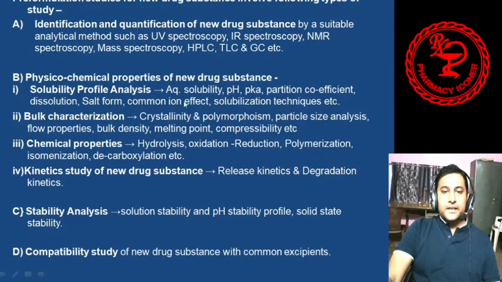Next point is bulk characterization of new drug molecule. Under this point, crystallinity and polymorphism, particle size analysis, flow properties, bulk density, melting point and compressibility etc. are studied. Next point is chemical properties. Under chemical properties, hydrolysis, oxidation reduction, polymerization, isomerization and decarboxylation etc. are studied.